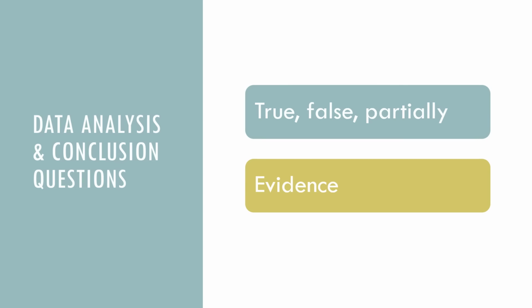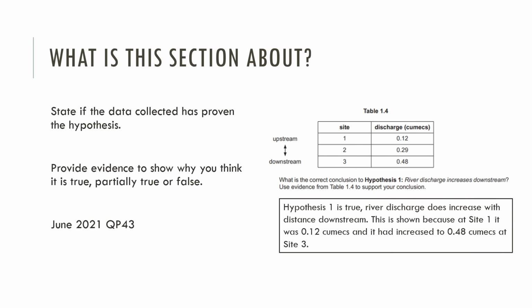So another chapter is when we look at data analysis. The data has been presented to you, and you need to decide whether or not your hypothesis has been proven or disproved: true, false, or partially true. So again, I've looked at this question very simply. You've got the data, you need to show if it's proven. So here, as I said to you before, hypothesis 1 is true. River discharge does increase with distance downstream. This is shown because at site 1 it was 0.2 cumecs, and it increased to 0.48 cumecs at site 3.